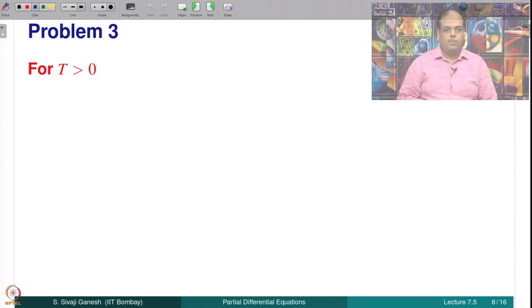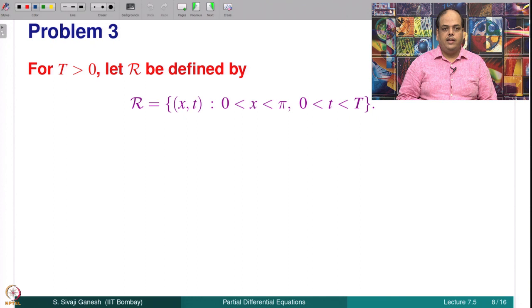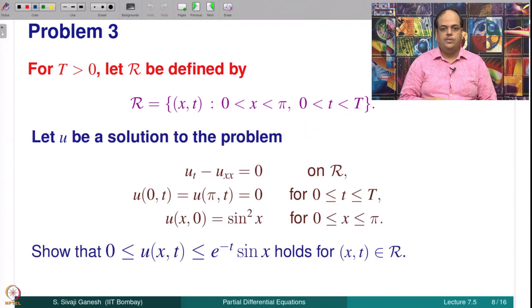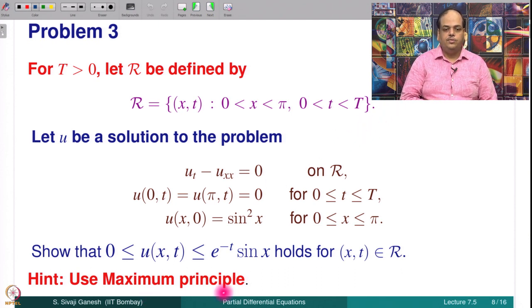Now, let us move on to problem 3. For t positive, let R be defined by this rectangle 0 to pi cross 0 to t. Let u be a solution to this problem, which is an initial boundary value problem: homogeneous heat equation, boundary conditions are 0, initial condition is sin square x. Show that 0 is less than or equal to u of x, t is less than or equal to e power minus t sin x holds for x, t in the rectangle. The hint is to use the maximum principle, because the maximum principle allows us to compare certain things, right. So, the maximum principle is the hint here.